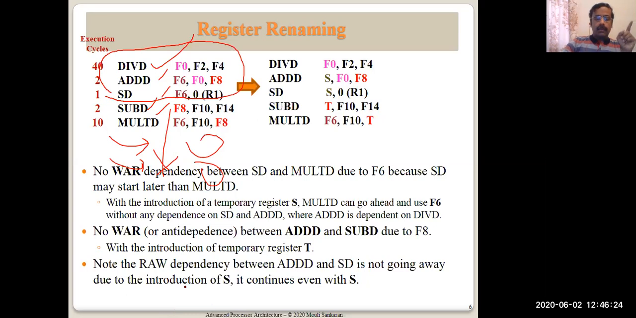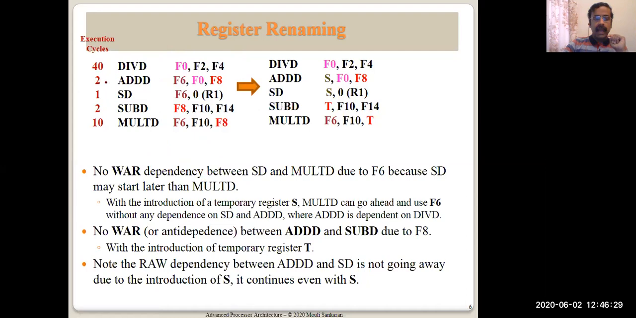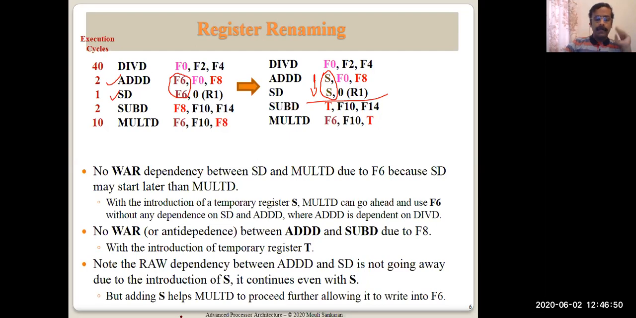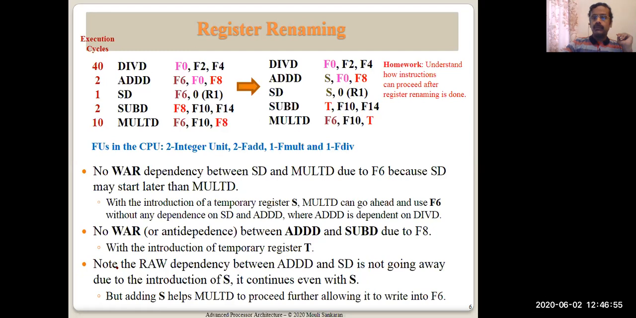Note that the RAW dependency between ADD and SD, let me explain what I mean by that. Add and SD, these two, I replace it with S. This doesn't mean that dependency is gone. It is still there. S depends on this value. That dependency I cannot avoid, but the only thing is I have disconnected it from the rest of the instructions getting affected. That's all. I hope this is clear. Let me proceed further and explain. You understand how instructions can proceed after register renaming.